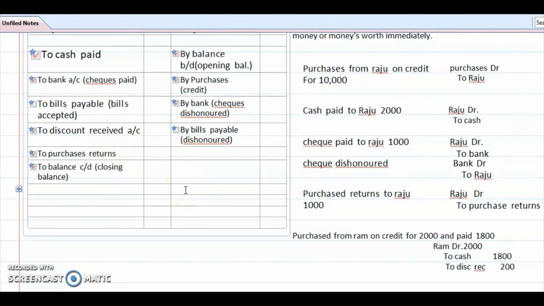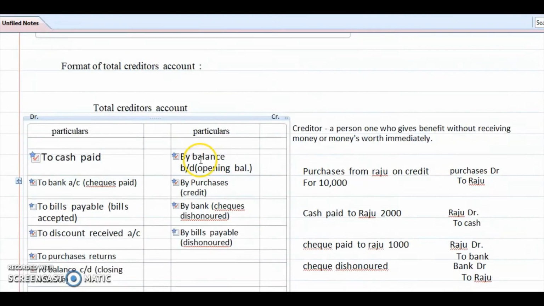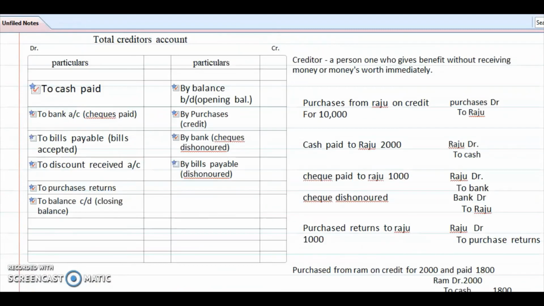Can you understand? Once again we will recap. Bills payable, accepted and discounted, we will discuss while we are discussing the bills payable account. Okay, the remaining things we have discussed. Once again I will tell you what it is. So in the creditors account, the opening balance we will write on the credit side. Why? Because it is a liability. If you are writing the opening balance on one side, on the opposite side we will write the closing. So to balance carried down, this is the closing balance of the creditors account.